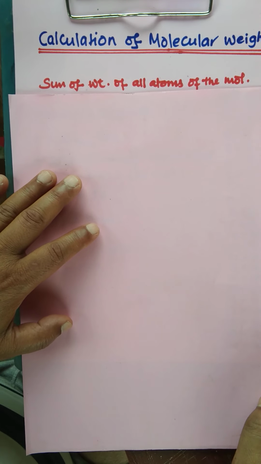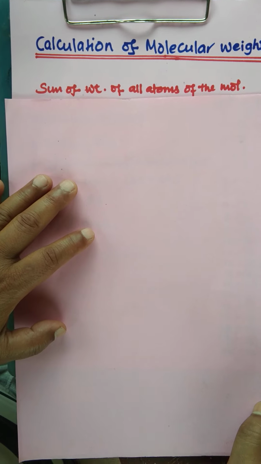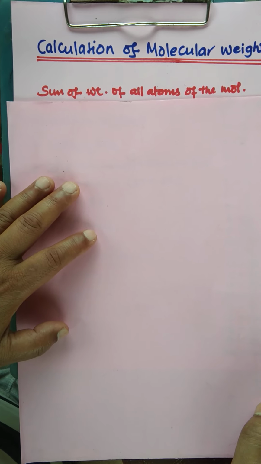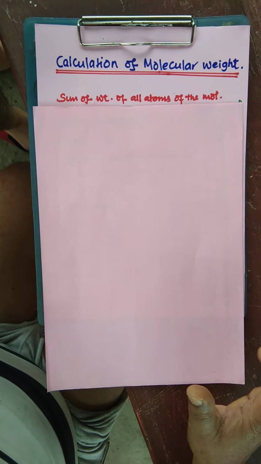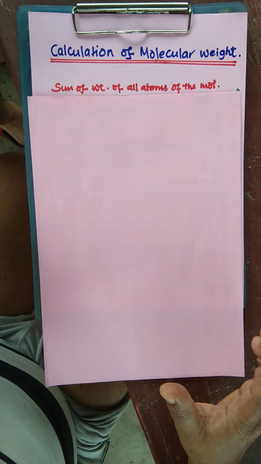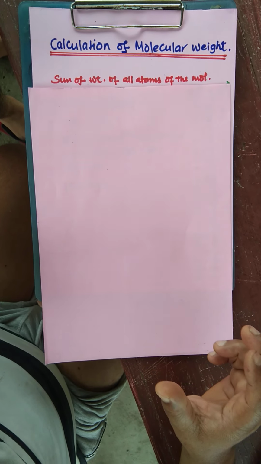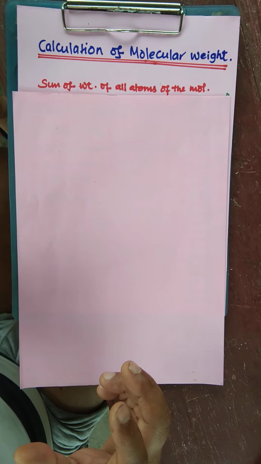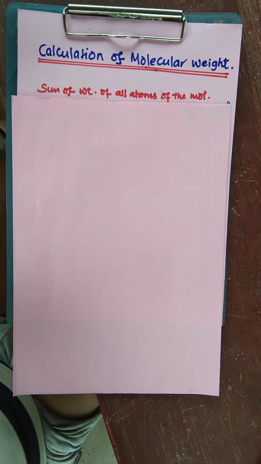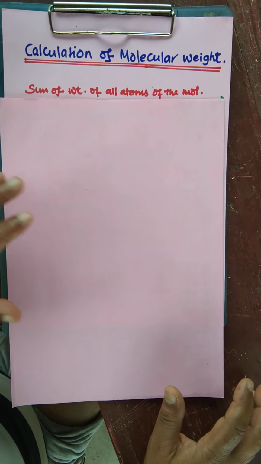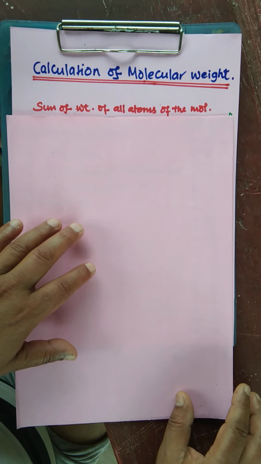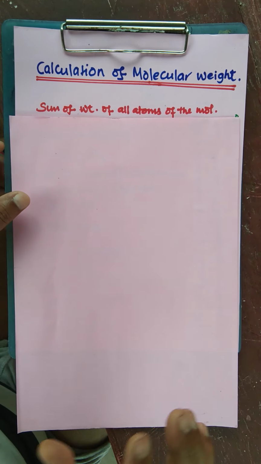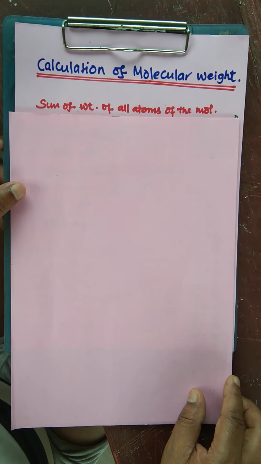Molecular weight is defined as the sum of the weight of all the atoms of the molecule. That means if we have to find the molecular weight of a substance, then you have to calculate the sum of the weight of the elements or the atoms present in that molecule. To find the molecular weight of a substance, there are some essential things which you must know before.